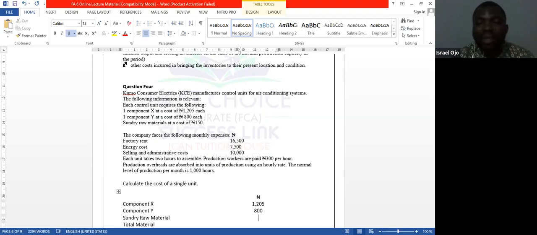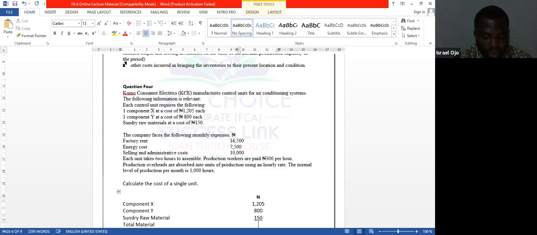And that's another example of components. When we started the class, I spoke about raw material and components. So that's an example of a component. Sundry raw material will be added because it is being used. So the addition of these three gives us what? Let's press our calculator and see the addition.